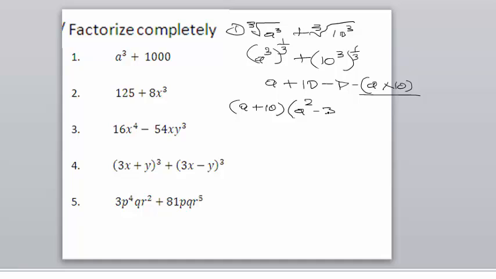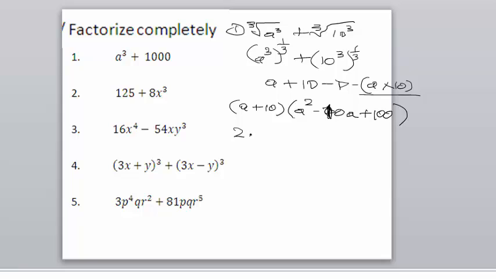Is it negative 10? Negative 10, sorry. Negative 10a. You see, I'm also making mistakes, because factorizing two cubes is tricky sometimes. So a squared minus 10a, and then here we'll have that 10 squared, which will give us plus 100. So this is how you do it. So this is how you do the sum of two cubes. For that first one. So let's do number 2.